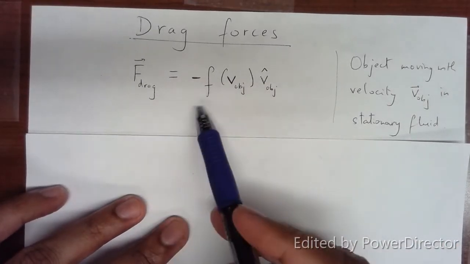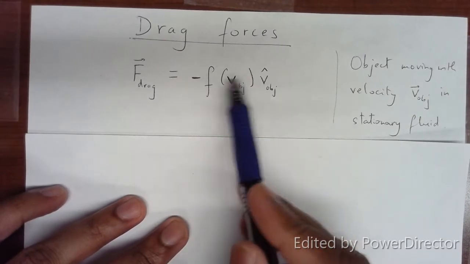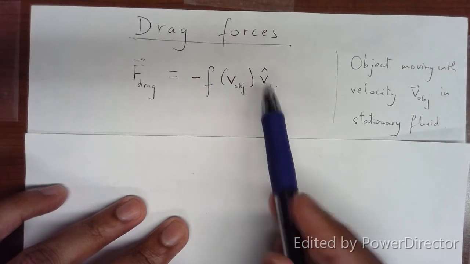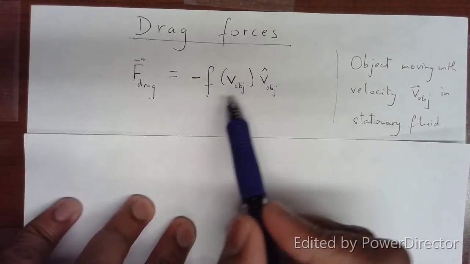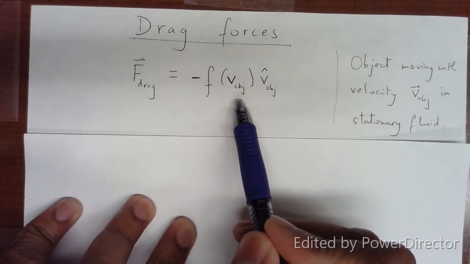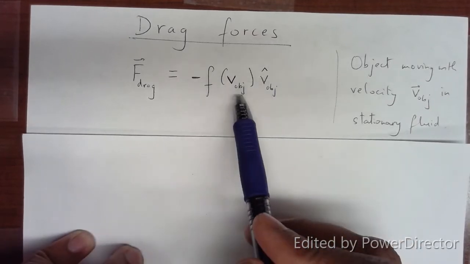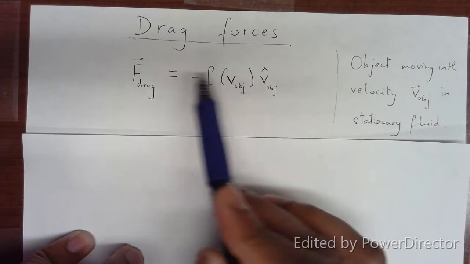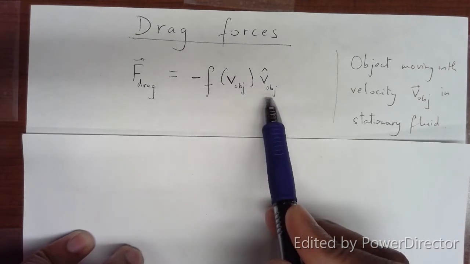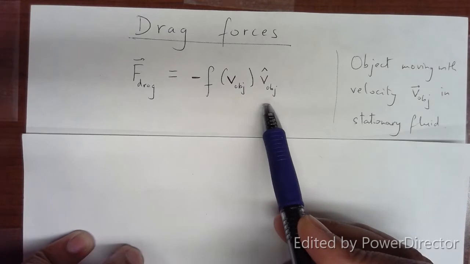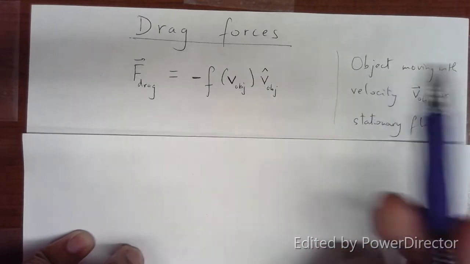So we can write F drag equals minus some function of the object's speed times this unit vector v object hat. Right, so we have some function of the object speed, because in general what we see is that as speed goes up, the drag force increases. And we see that the direction of the drag force is in the opposite direction to the direction of the object's velocity. Right, so this is a unit vector pointing in the direction that the object is moving, and the minus sign says opposite direction.